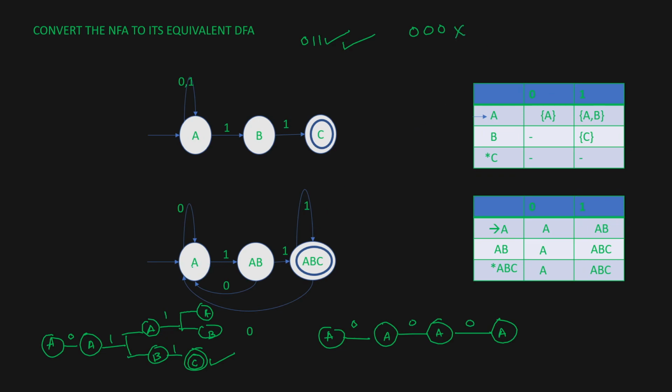What about the DFA? Let's say you're in state A, you get input 0, you're in state A, you get input 0 again, you're in state A, you get input 0, you're in state A. Is it a final state? No. So this string is also not accepted by the equivalent DFA. This is how we check if the equivalent DFA works the same as the NFA.